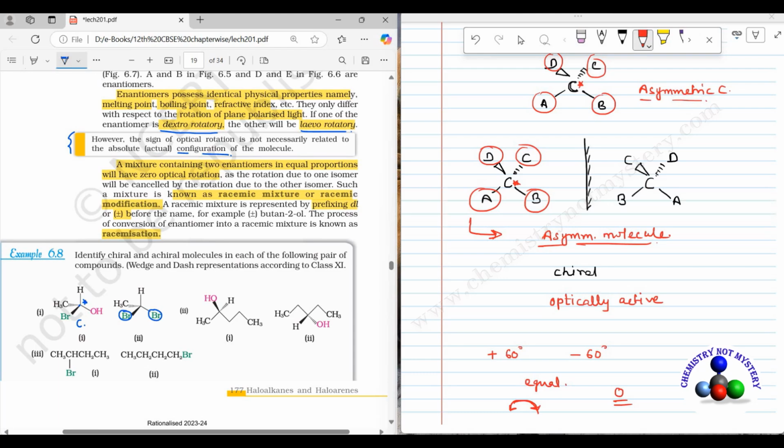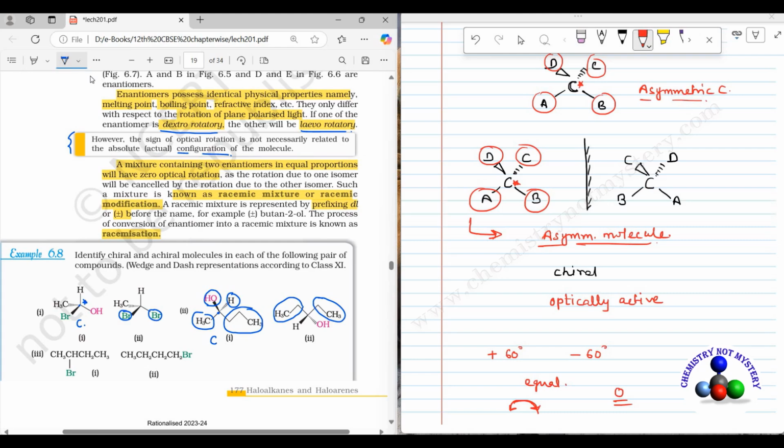In the second set of molecules, this is the carbon to which four different groups are bonded. Here this is one big group, this is methyl, this is OH and this is H. So this carbon is bonded to four different groups. So the first structure will be a chiral molecule. Here in the second, these two groups are identical to each other. So this molecule is not chiral. So this molecule will be an achiral molecule.